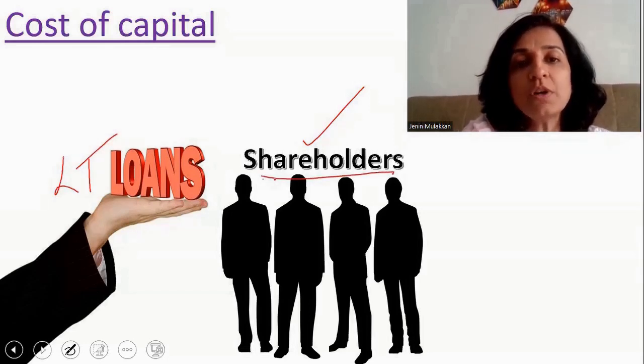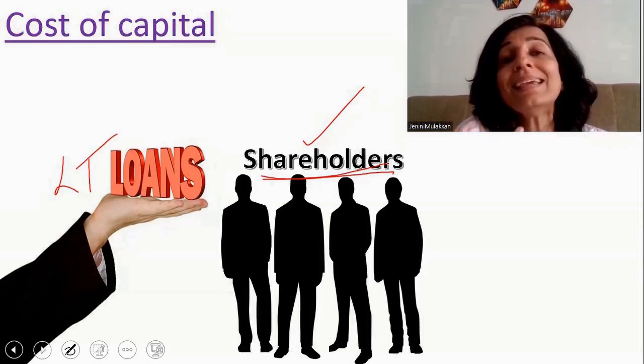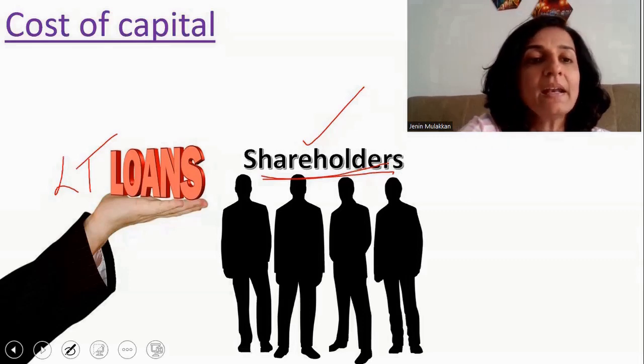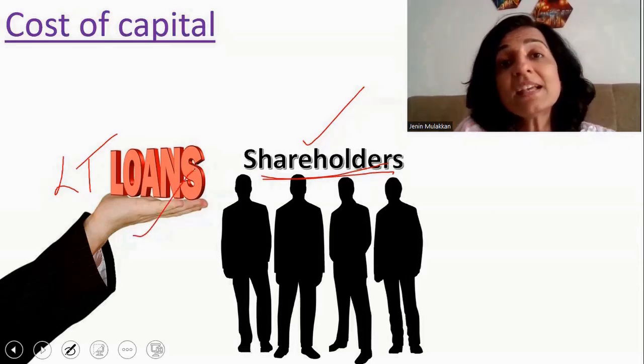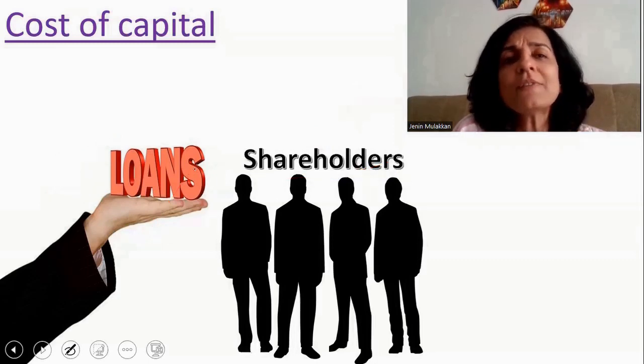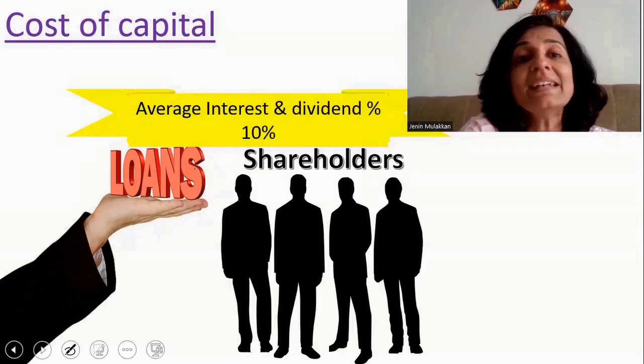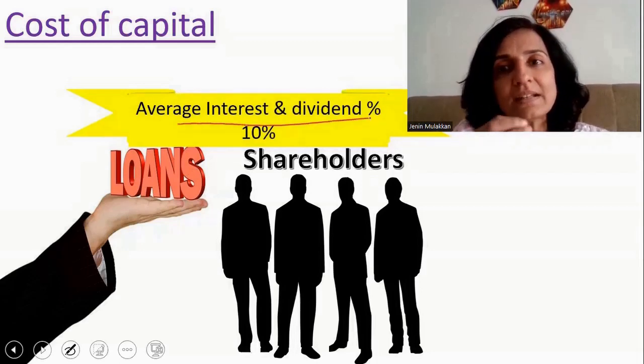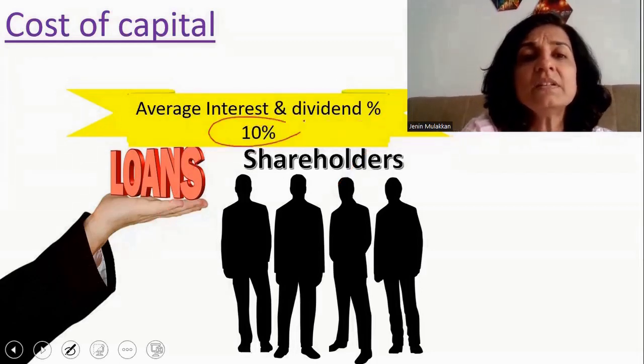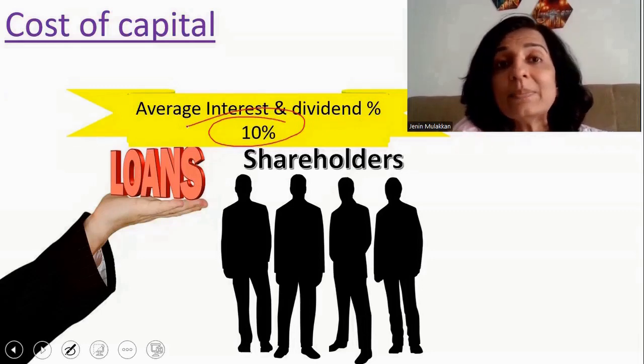Now, for the shareholders, what is the amount that they expect in return for the investment? They expect dividend from the company, right? And what about the long-term loans? They expect to get interest for the funds that they have given. So cost of capital is actually the average interest and dividend percentage. So in this particular case, we will assume the cost of capital is 10%.